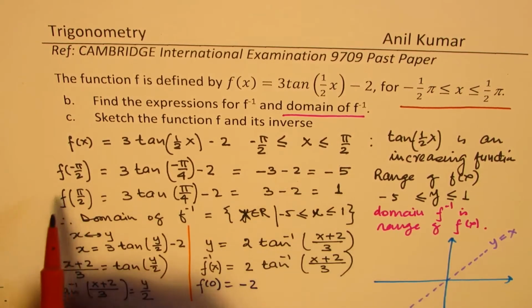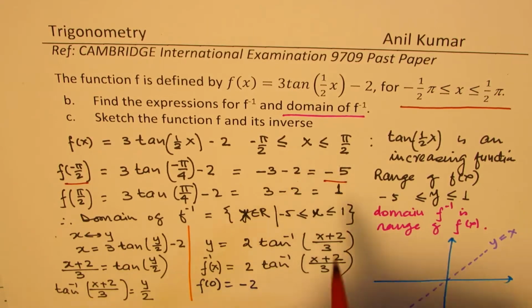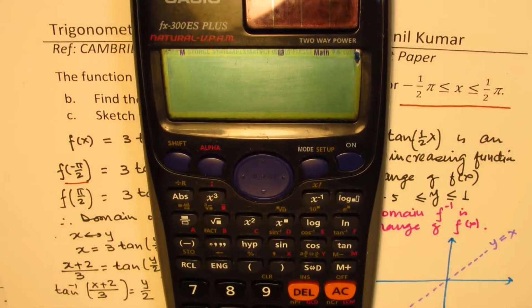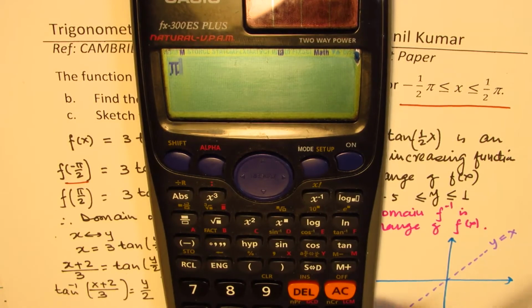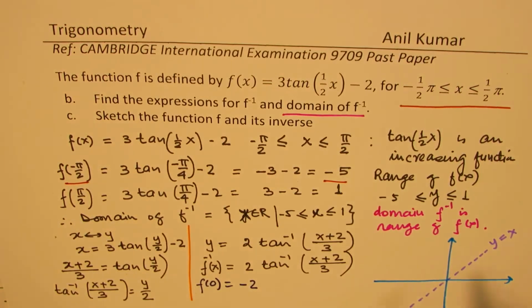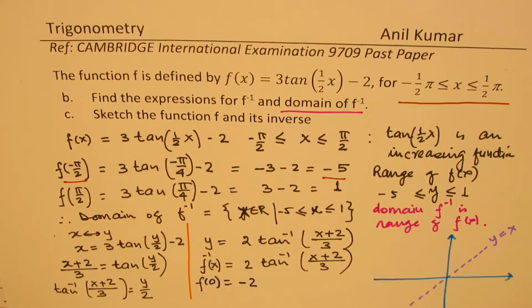So we know this point at minus pi by 2, the point is minus 5. So one of the coordinates is minus pi by 2. So what does minus pi by 2, or pi by 2, mean? Pi divided by 2 in numbers is 1.57, right? So we have a point here which is, let me write down minus. Let me shift this page a bit.